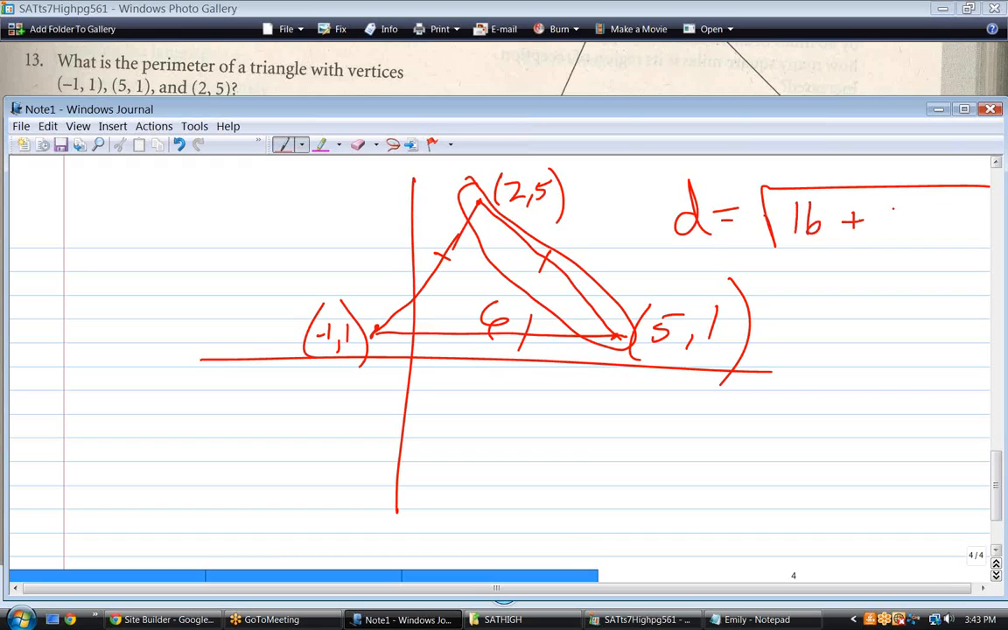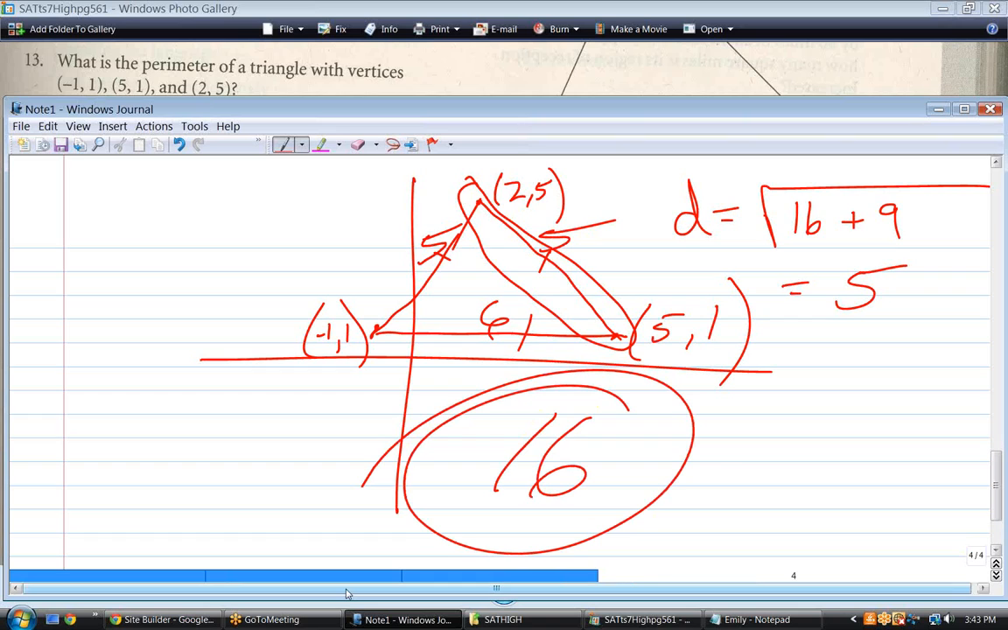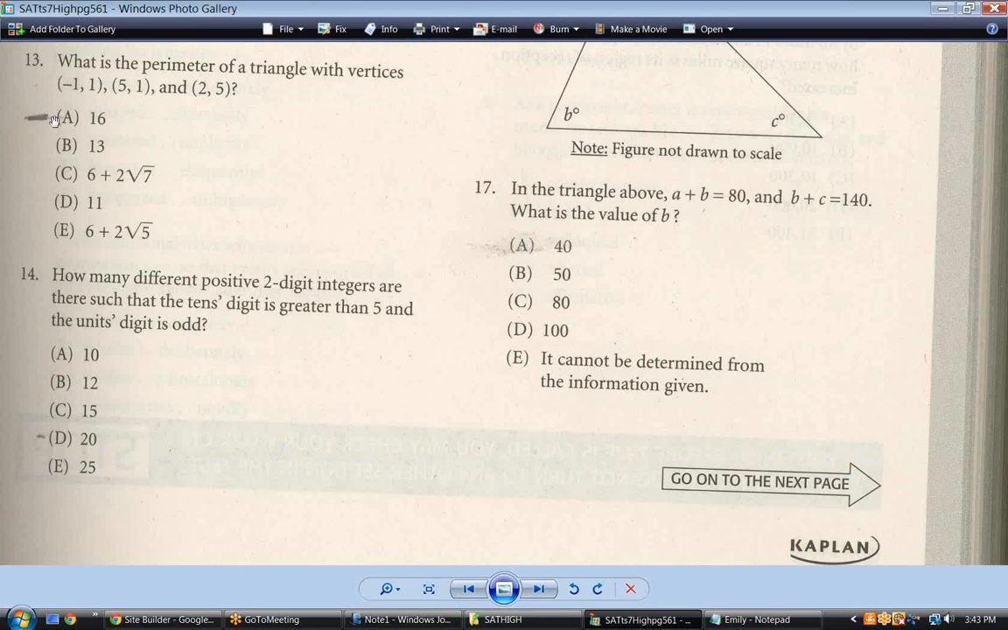And then 3 squared, so 9. Notice that that is a 3, 4, 5 triangle. So that is 5, that is 5, the bottom is 6. That should be the answer. Okay.